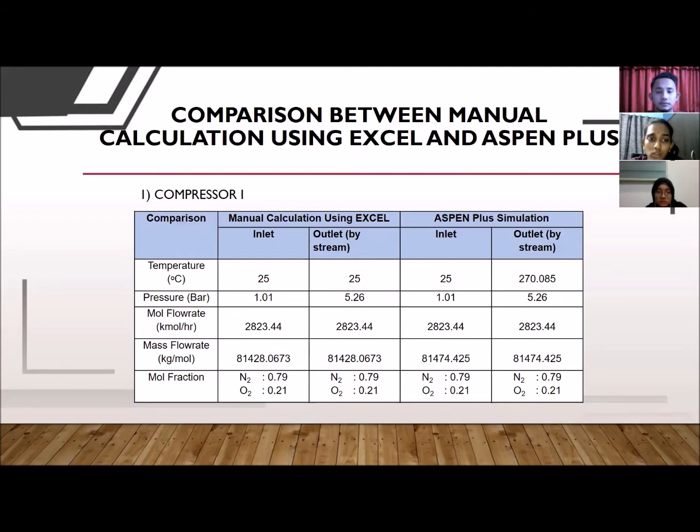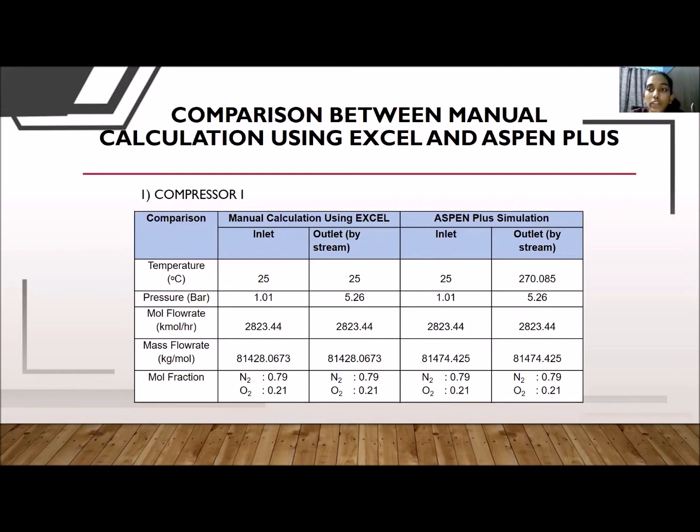Also, the mass flow rate is different between the Excel and Aspen calculations. This is because the mass flow rate is converted from the mole flow rate with the molecular weight. The molecular weight used in Excel depends on the journal. However, Aspen simulation has its own built-in function. That leads to the difference in the mass flow rate.